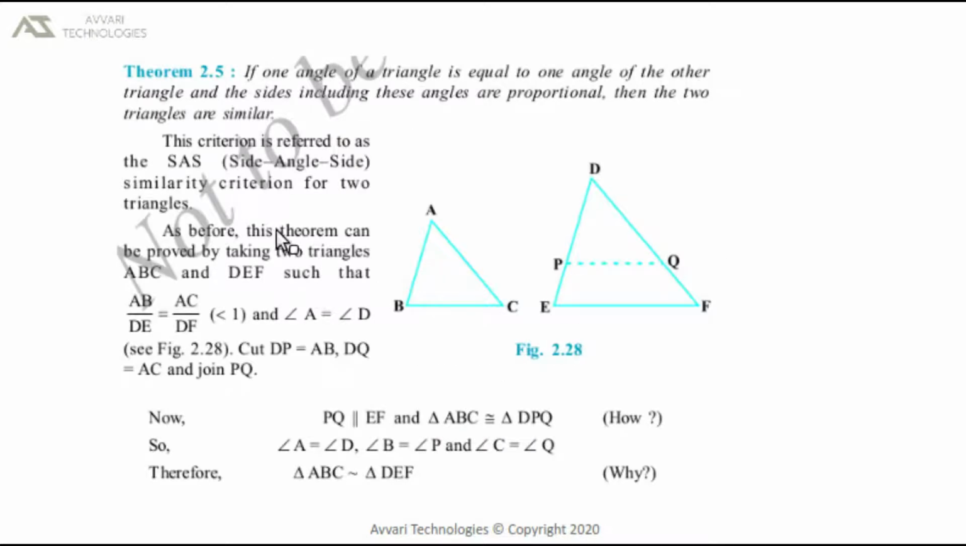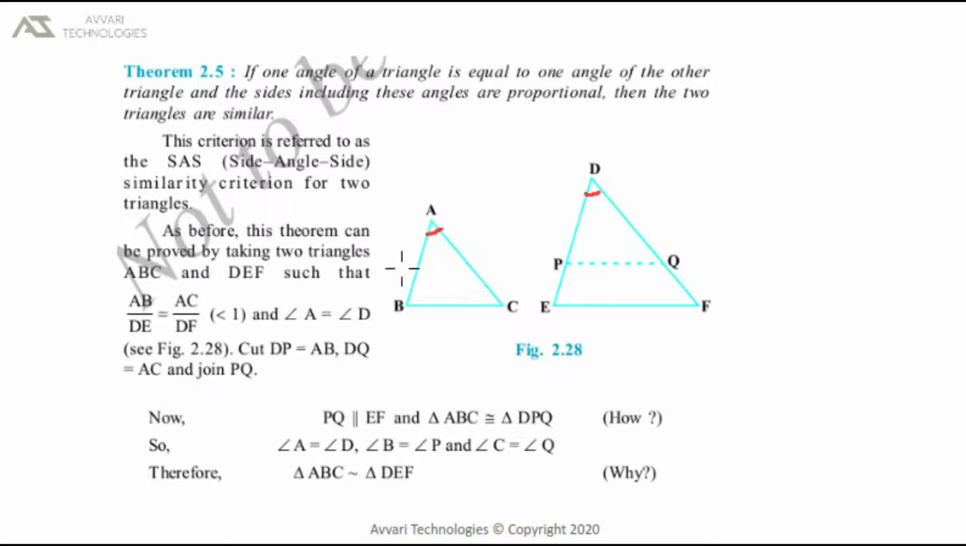Now let us prove theorem 2.5, which states that if one angle of a triangle is equal to one angle of the other triangle, say for instance angle A of this triangle is equal to angle D of the other triangle, and the sides including these angles are proportional, then the two triangles are similar.